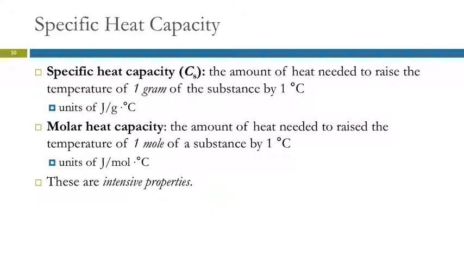My apologies. The units for specific heat capacity are going to be joules per gram degree Celsius. So now we have the gram in there. We could also specify this in terms of molar amounts. And so the molar heat capacity is the amount of heat needed to raise the temperature of 1 mole of a substance by 1 degree Celsius. And we would express that as joules per mole degree Celsius. These are intensive properties. They don't depend on the amount of stuff. Both specific and molar heat capacities do not depend on the amount of stuff.